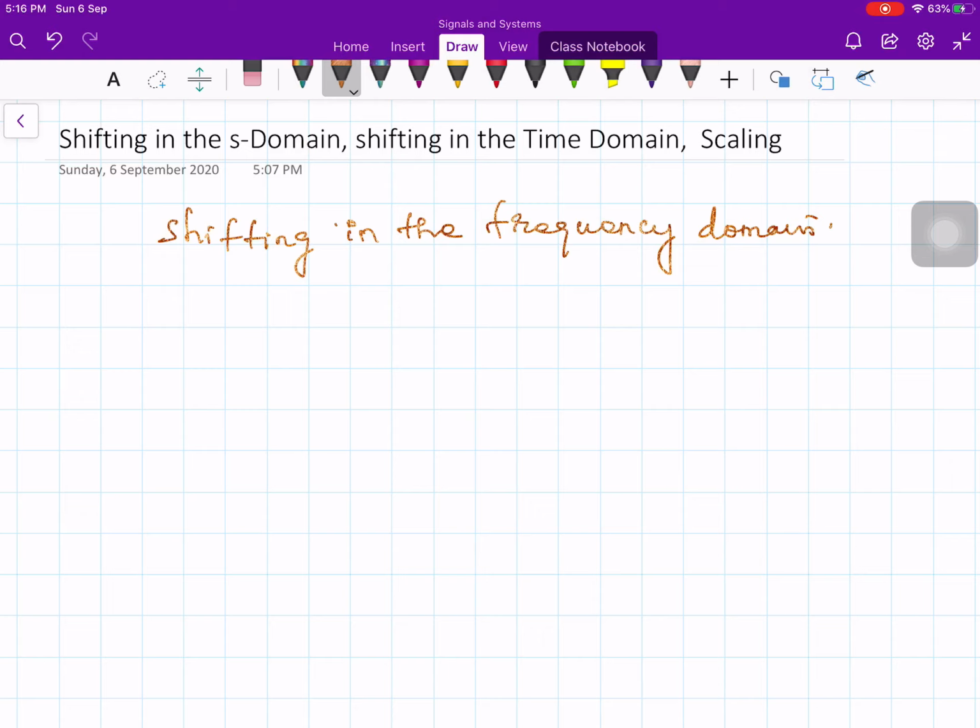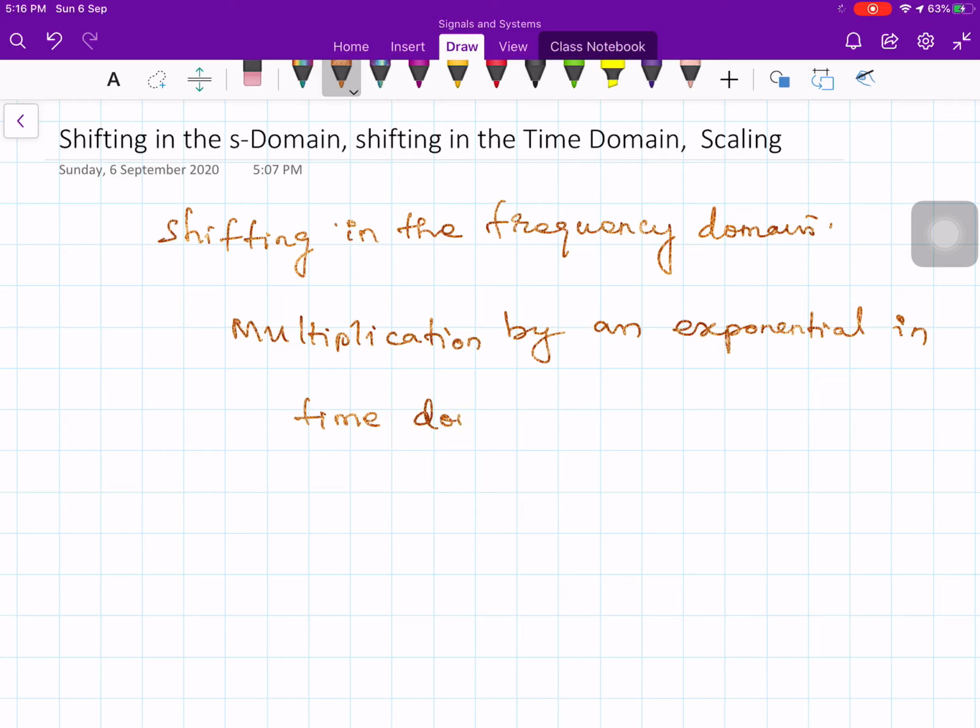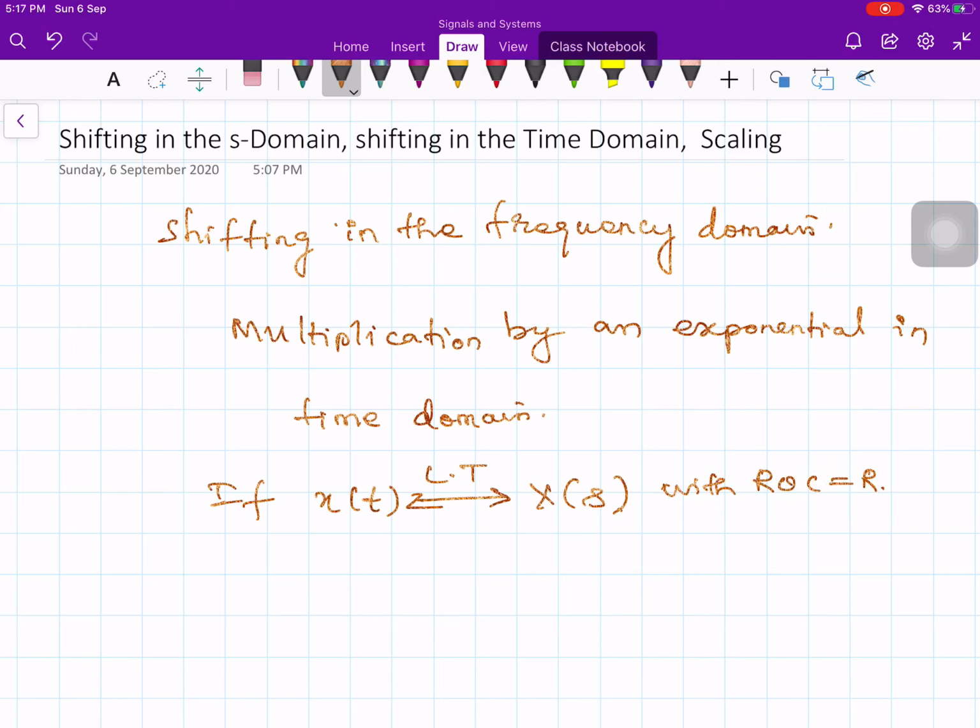So multiplication by an exponential function in time domain. Now the property is as follows: if x of t has Laplace transform x of s with ROC is equal to R, then e to the s naught t times x of t has a Laplace transform x of s minus s naught.